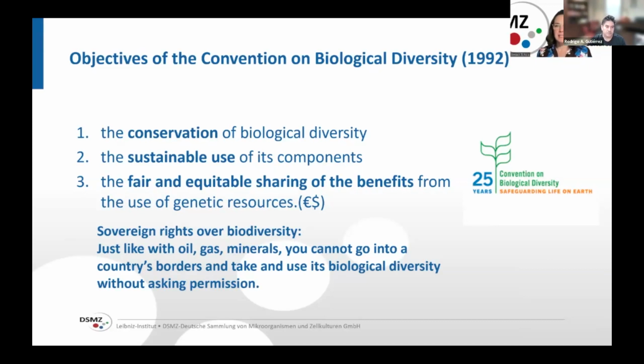This basically establishes an international law, for the first time really, that countries, nation states, have sovereign rights over their biodiversity. So just like with oil, gas, or minerals, you cannot go into a country's borders, take and use their biodiversity without asking permission. That's basically what benefit sharing means in a nutshell.